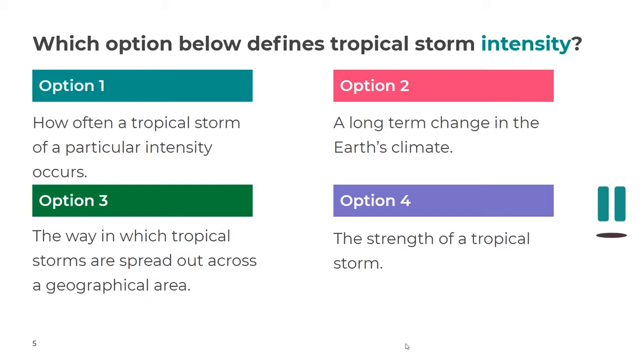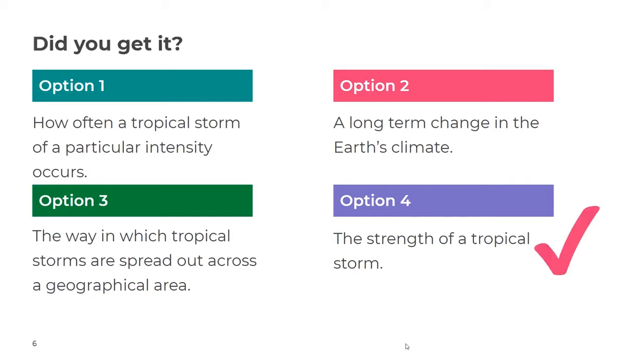Is it option 1? How often a tropical storm of a particular intensity occurs? Option 2, a long-term change in the Earth's climate? Option 3, the way in which tropical storms are spread out across a geographical area? Or option 4, the strength of a tropical storm? If you need to pause the video to make your decision, you can do that now and then resume the video when you are ready.